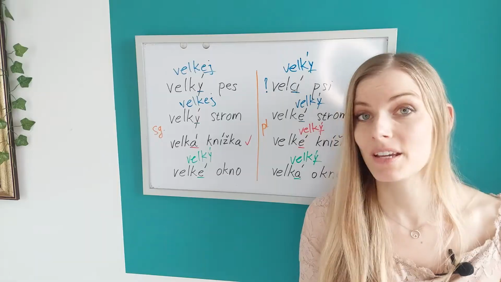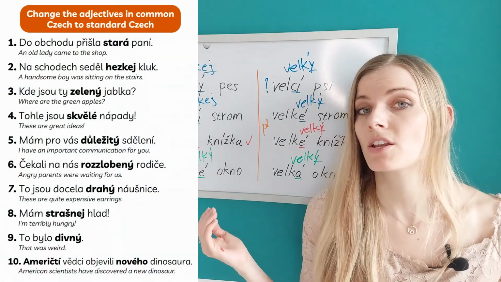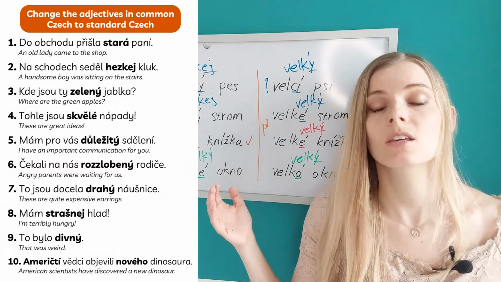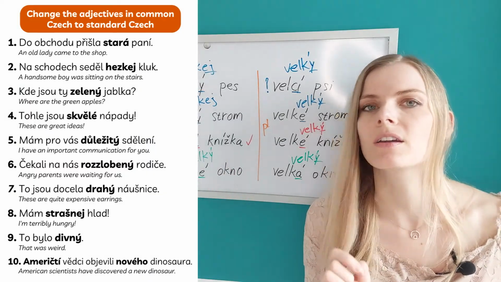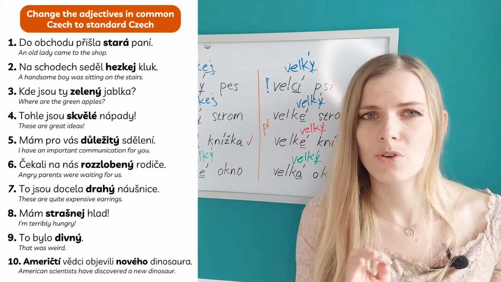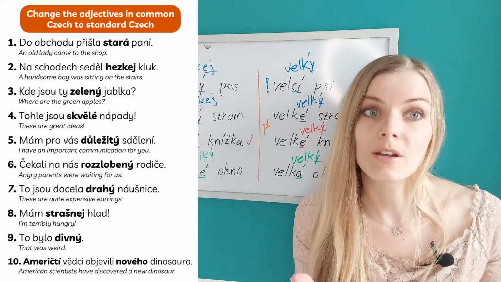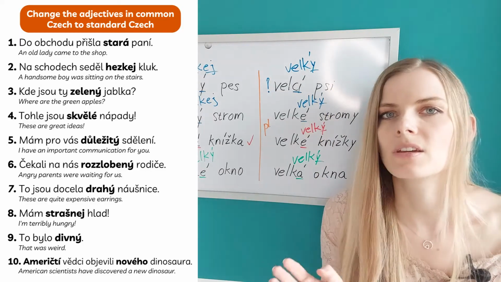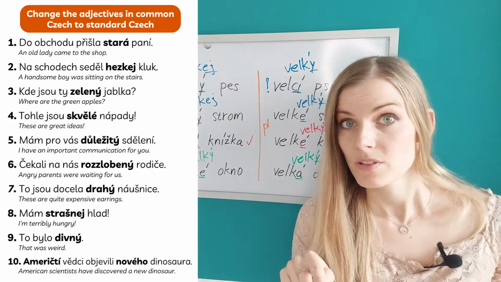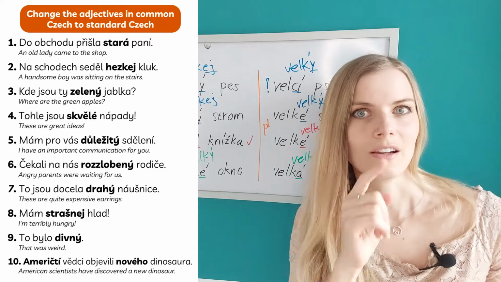Now it's time to do an exercise. Here you can see 10 sentences. Some of them contain adjectives in common Czech and some of them in the standard Czech. Your task will be to identify those versions of common Czech, the new ones that I showed you today, and change them into the standard Czech. These sentences contain a nominative and accusative case. Pause the video if you need some time and we are going to check it right now.